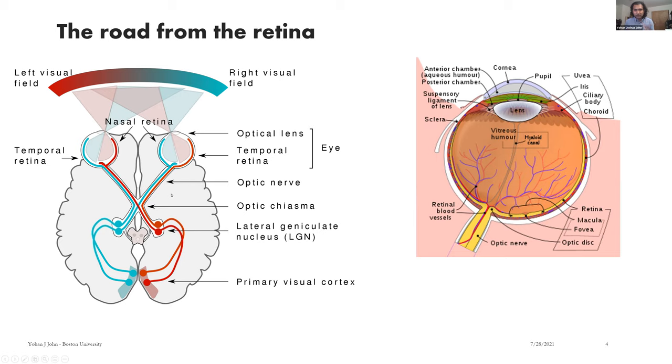And this whole crossing business, no one really understands why it evolved, what the purpose is. That's always a tricky topic. Do you remember if this crossing visual field thing goes all the way back to chordates, or is it in fish as well? Do you remember?